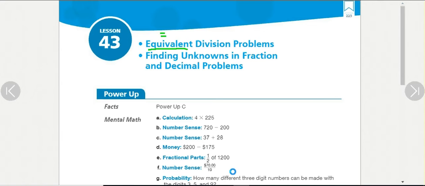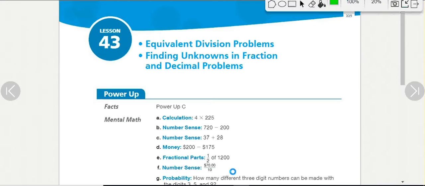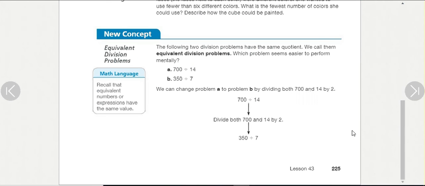We know division problems, so it's going to be two division problems that are worth the same, end up equal. They don't look exactly the same, but they're equivalent, kind of like when we have equivalent fractions. Worth the same, but look different, right? Still equal. And then we're going to find unknowns in fraction and decimal problems. Fraction and decimal, what do they have in common? They're both describing parts of a whole, right? So let's dive into lesson 43.